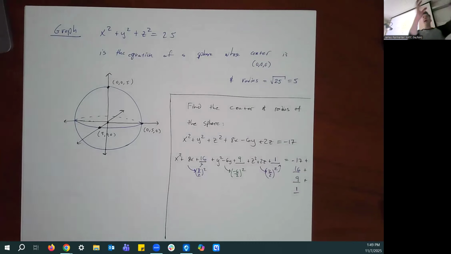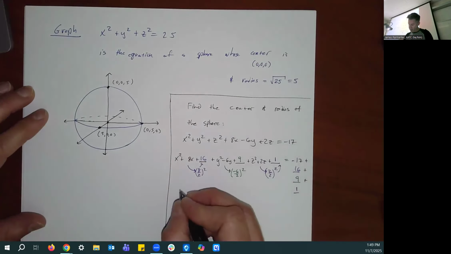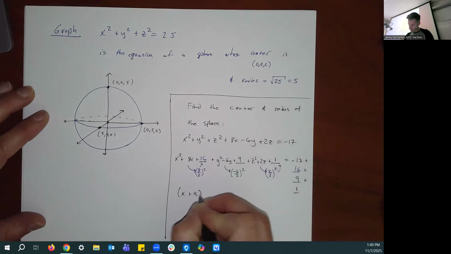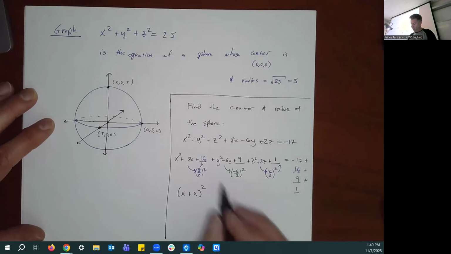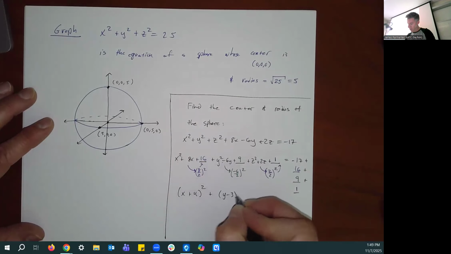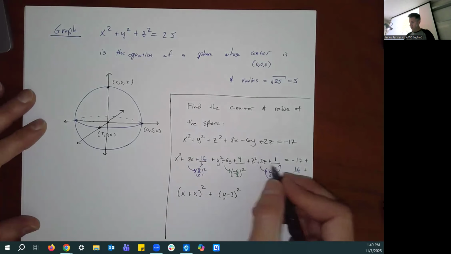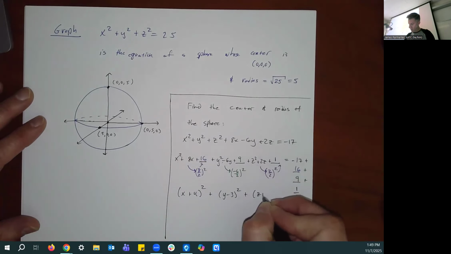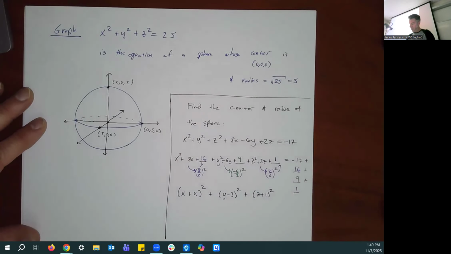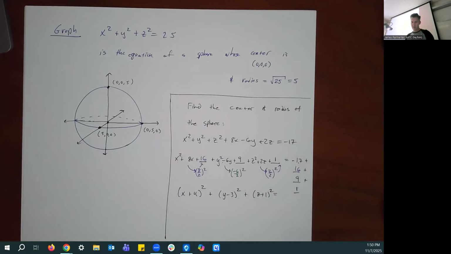So now the whole reason we added these things on to each of these parts is so that now you can write, instead of writing x squared plus 8x plus 16, you can rewrite that as x plus 4 quantity squared. And y squared minus 6y plus 9 factors as y minus 3 times y minus 3, or y minus 3 squared. And z squared plus 2z plus 1 is z plus 1 times z plus 1, or z plus 1 squared. And it's equal to -17 plus 16 plus 9 plus 1, which I believe is 11, I think.